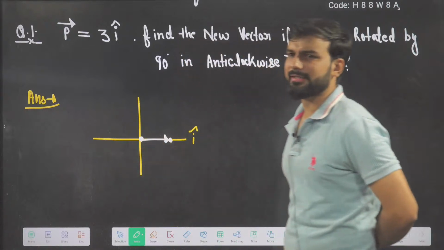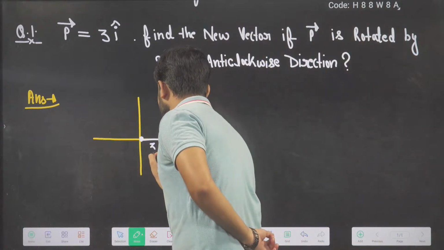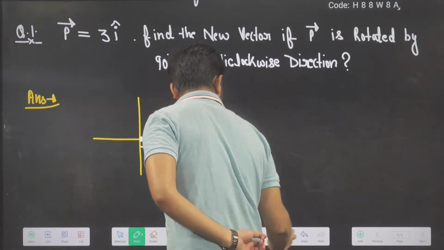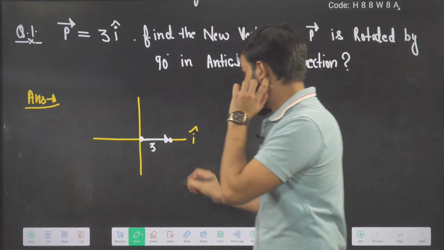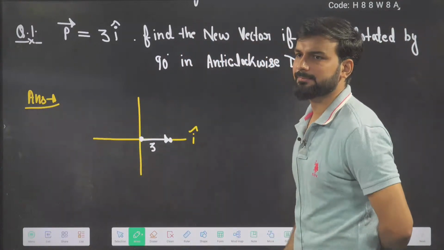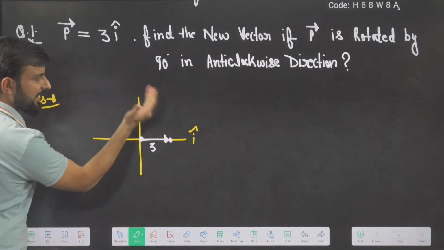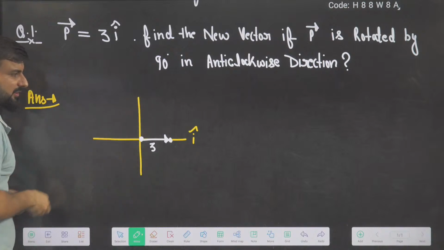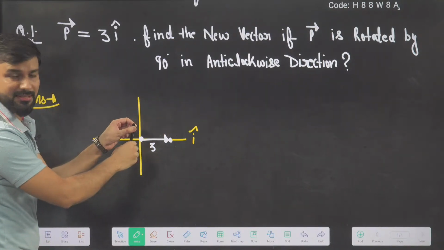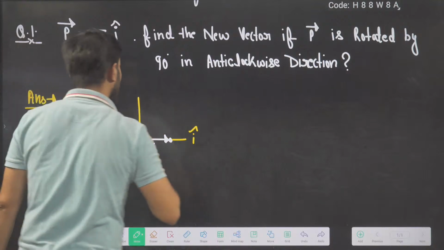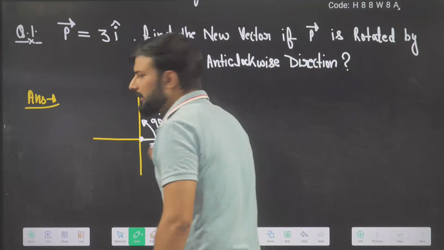And what is the length of this vector? 3 units, right? From here this length is 3. Is it okay? This is your P vector. How much have you rotated it? In the anti-clockwise direction. This is anti-clockwise, this is clockwise. This is how the needle in a watch rotates, and this is anti-clockwise. How much have you rotated it? You have rotated it by a 90 degree angle.